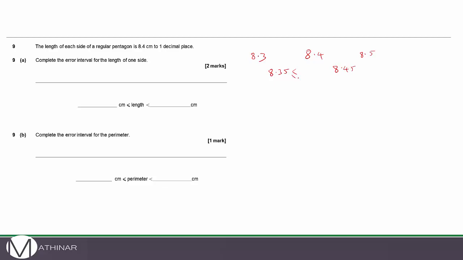And then we put in our inequalities. So 8.35 is our lower bound, and 8.45 is our upper bound. 9b, complete the error interval for the perimeter for 1 mark. The key thing here is it's a regular pentagon, which means that all 5 sides are equal. So the lower bound will be 8.35 multiplied by 5, and the upper bound will be 8.45 multiplied by 5.